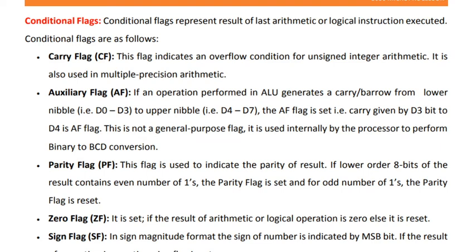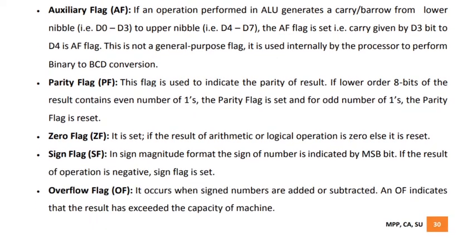Now the parity flag. The parity flag is set if there are an even number of ones in the lower order byte of the result. So if there are an even number of ones in the lower byte of the result, then the parity flag is set. Likewise, the zero flag is set if the result of the arithmetic or logical operation is zero. Now the sign flag is set in the situation if the MSB is 1.